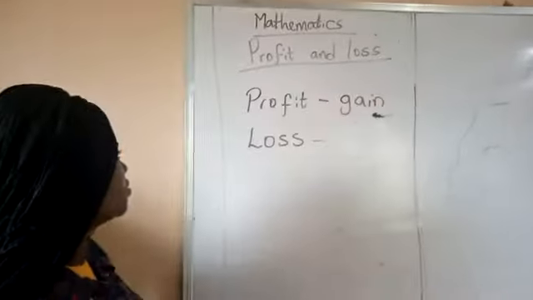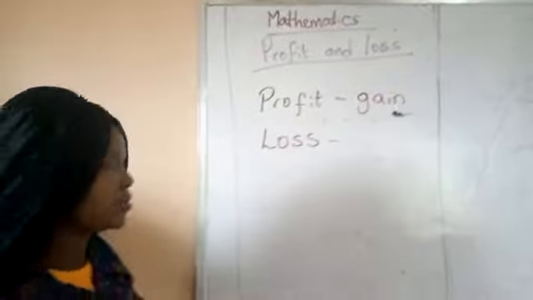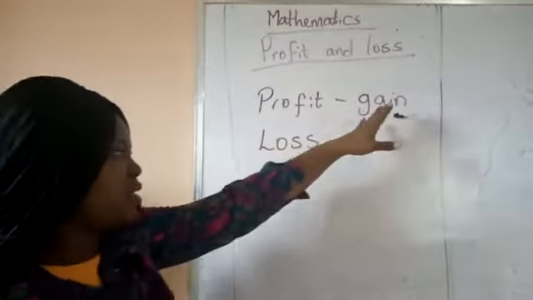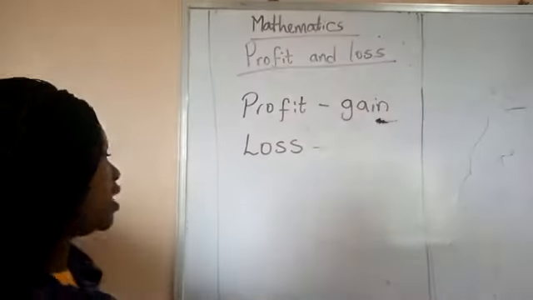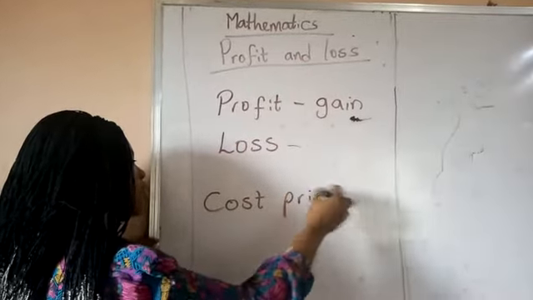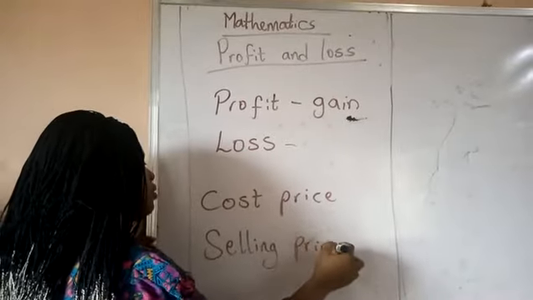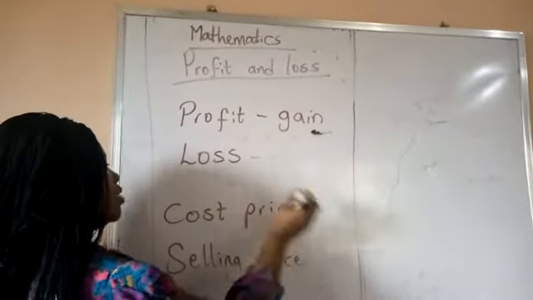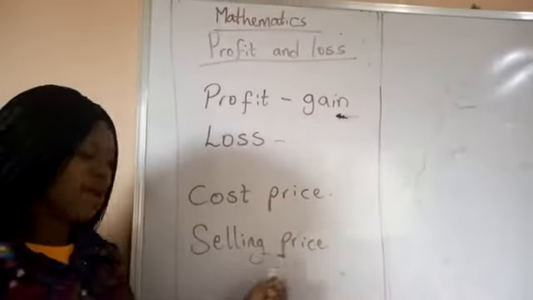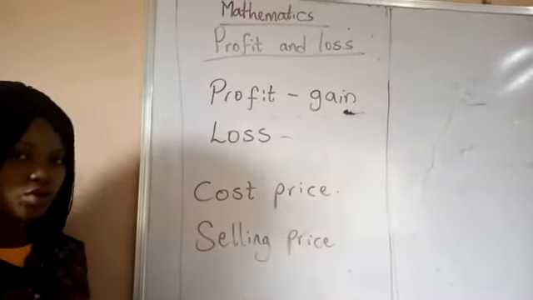When we want to talk about profit and loss, we also talk about selling and buying things. When we talk about profit, it also means gain. In profit and loss, we have what we call cost price and what we call selling price. The cost price is the amount you bought a particular goods, while the selling price is the amount you sell that goods to someone.